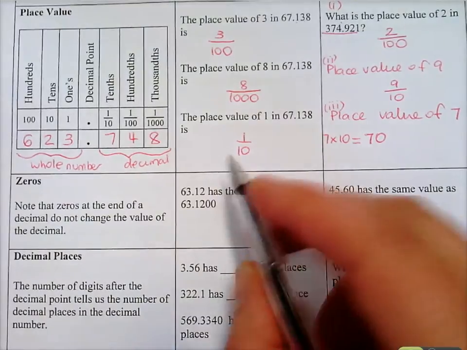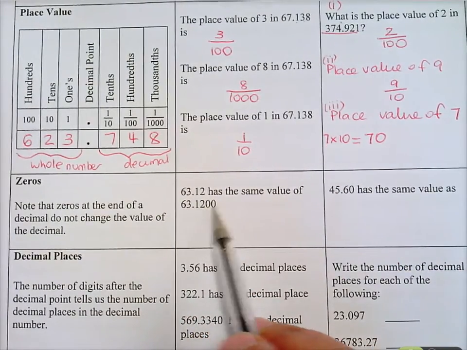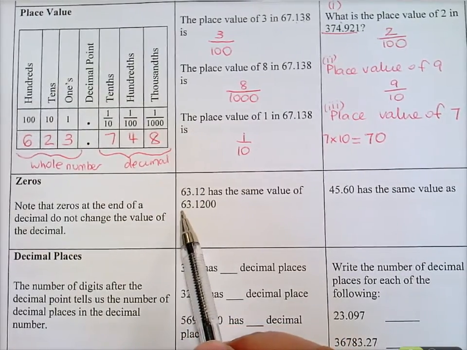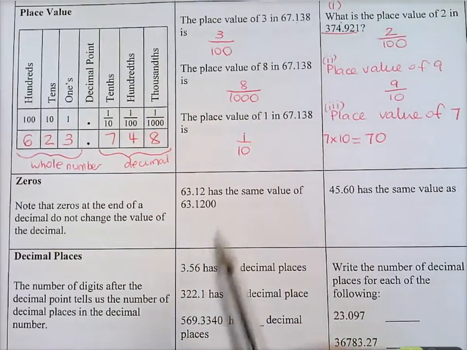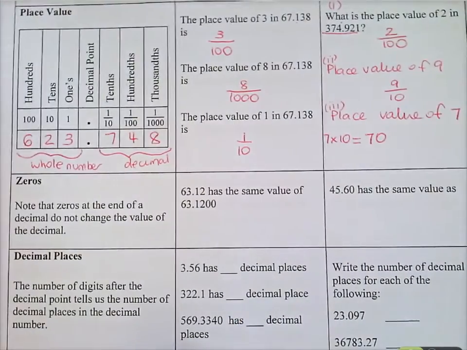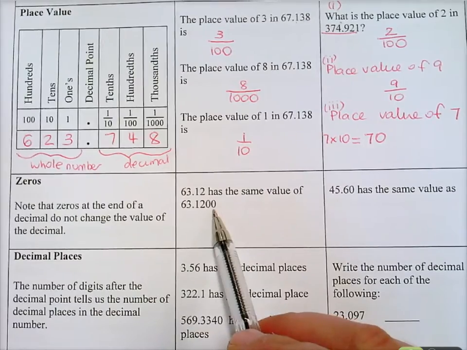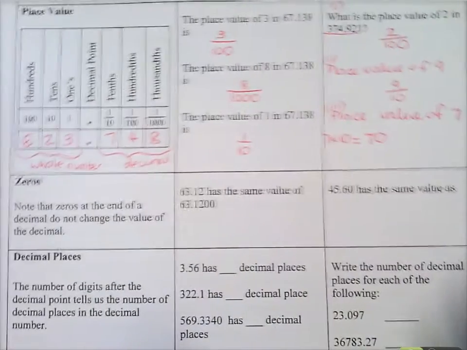Do you think these zeros on the end change the value of that? No. If I look at 63.12 and 63.1200, let's compare. 6 is in the tens column for both, yes? 3 is in the units column. The decimal point's the same. They've both got 1 in the tenths column, and they've both got 2 in the hundredths column. This one's got 0 or nothing in the thousandths column and nothing in the 10,000ths column. So they mean exactly the same thing.